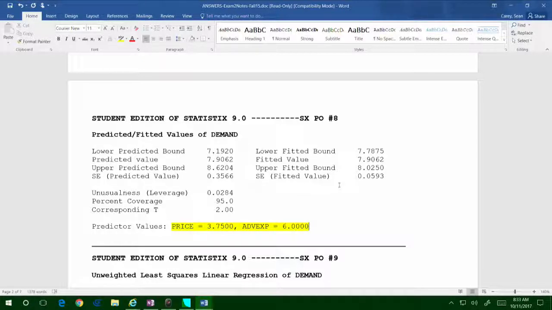But notice now I'm setting price at 3.75, advertising expenditure at 6. You should go back and look at those ranges and make sure that they both fall within the ranges. They do. But check to make sure. Okay? And so you get your intervals. Your left-hand side prediction interval and your right-hand side confidence interval.